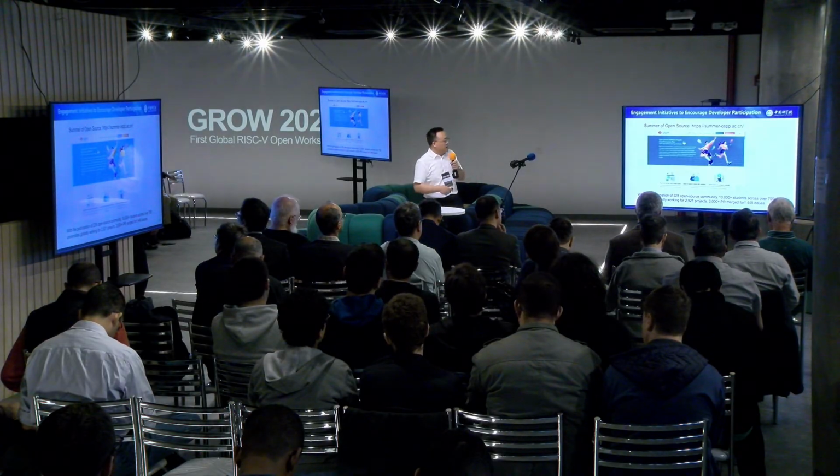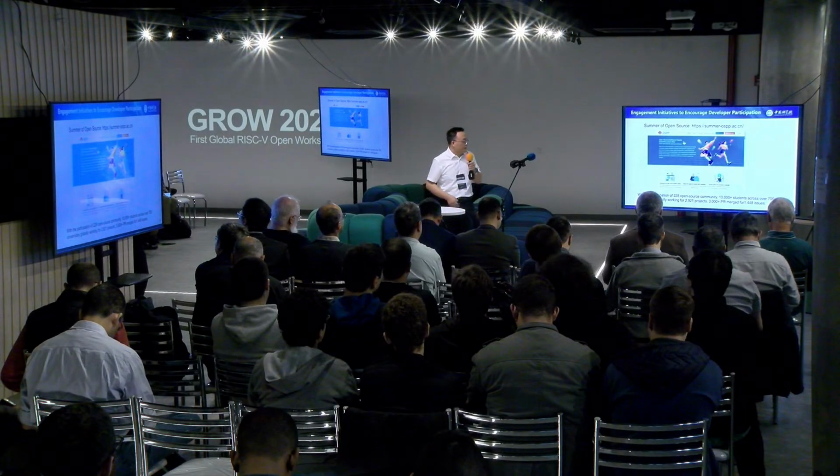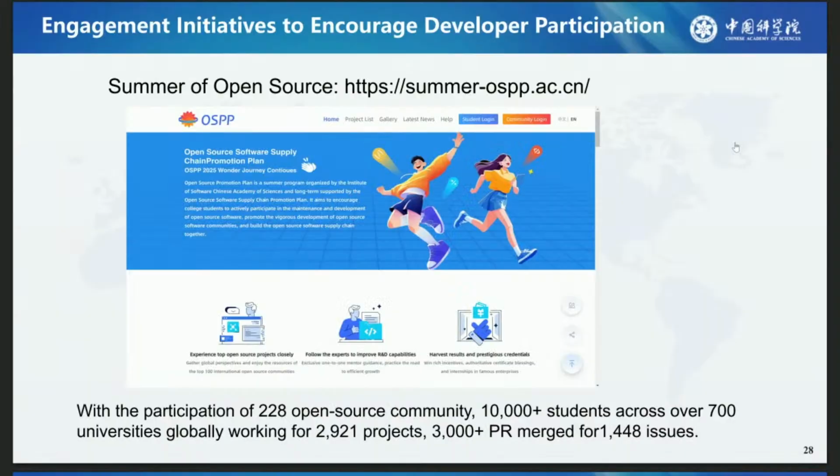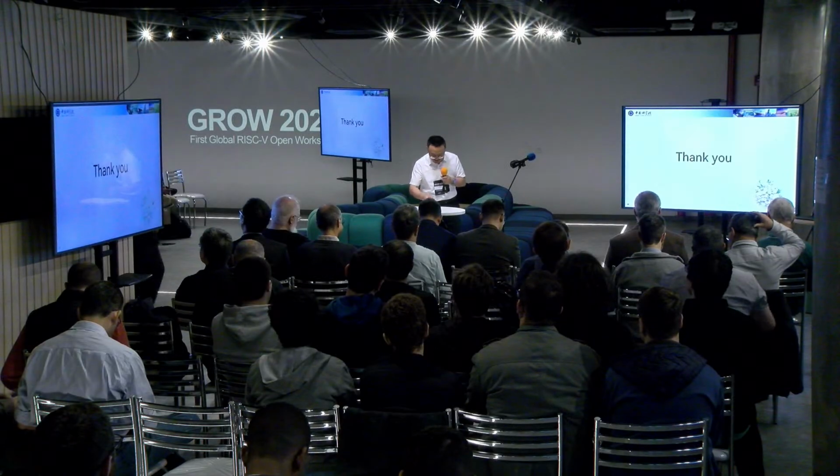There are more than 1,000 students across 700 universities globally. There are many universities from outside China. So they have a lot of contributions to the communities. So the last slide, our dream is one world, one ISA. Thank you very much.